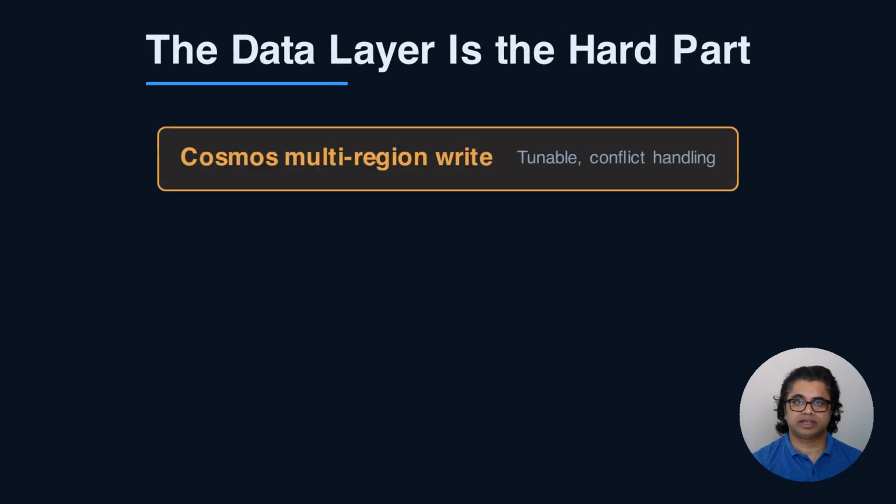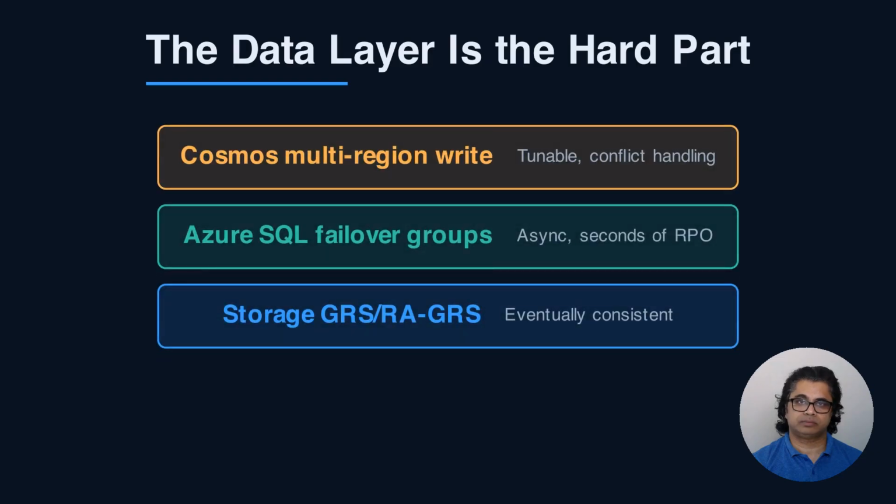Compute is easy to duplicate. Data is where multi-region gets painful. Azure SQL offers active geo-replication and auto-failover groups with asynchronous replication, so expect an RPO of around 5 seconds, not 0. Cosmos DB can do multi-region writes with tunable consistency, which is the closest you'll get to true active-active, but you must handle conflict resolution.